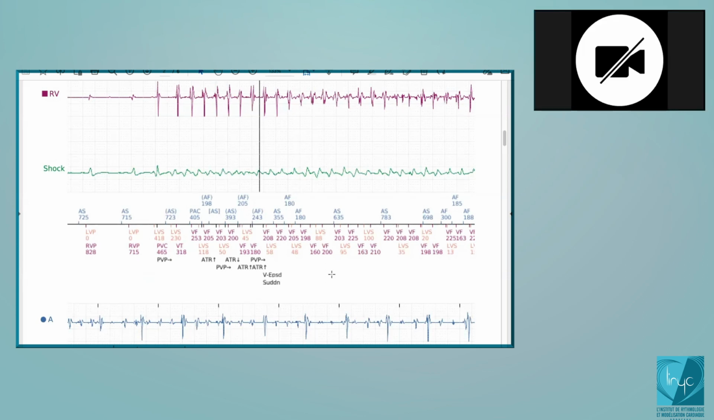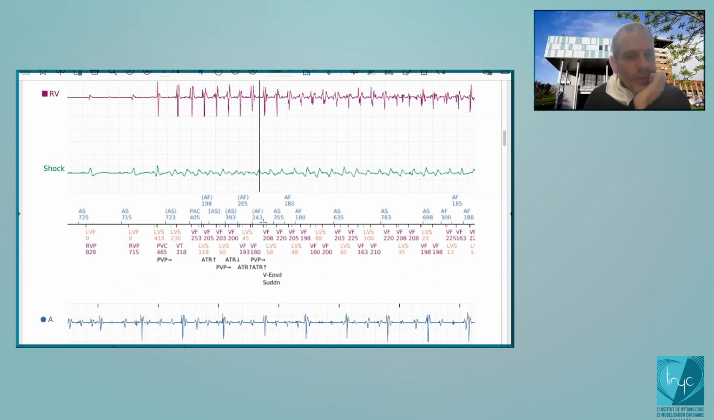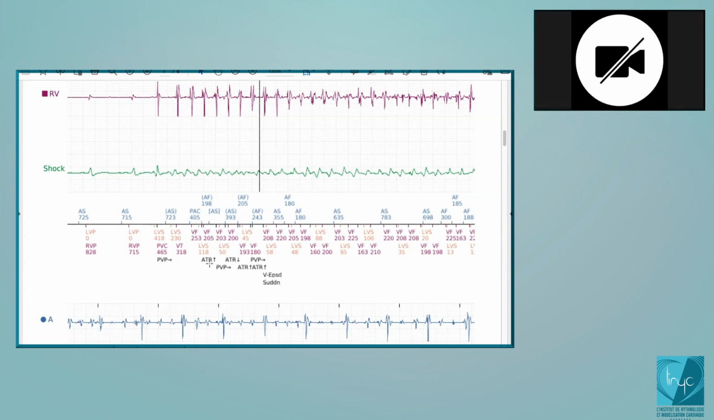So after 3 fast cycles, yes, you need 3 consecutive cycles. So this one is not fast. This one is fast. This one is fast. This one is fast. So now you have 3 consecutive cycles. So what is the next step? It has to be 8 out of 10 in the VF zone, I think.